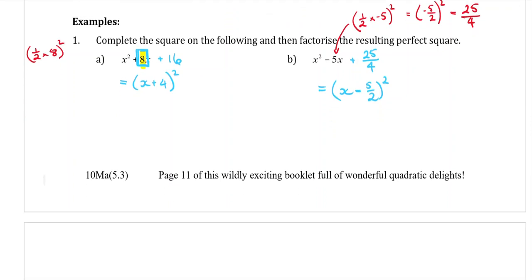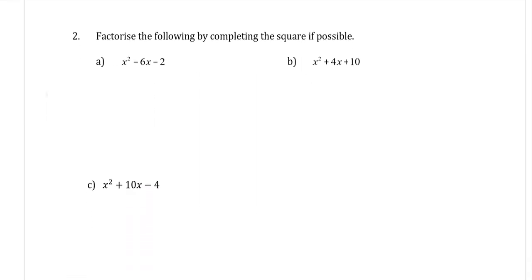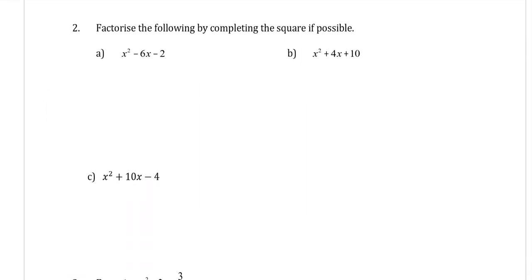Okay, so as I said, that was just a little bit of practice, but that's not really the kinds of questions that we normally associate with factorising by completing the square. So let's have a look at question 2. Factorise the following by completing the square if possible, because even completing the square doesn't work for everything. So you see that we now have our 3 terms in our quadratic. This is what we would expect, right, in our topic of quadratics, 3 terms.